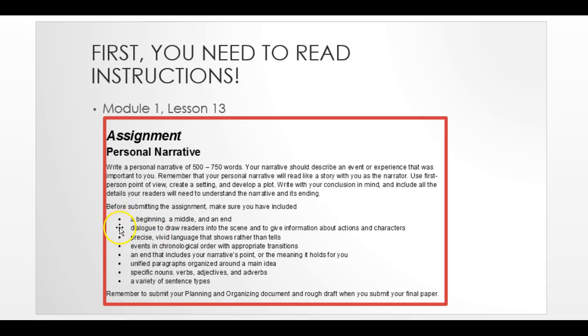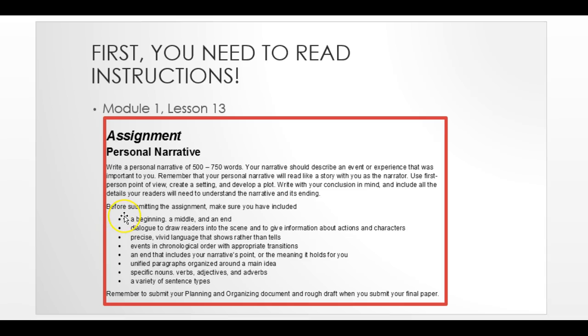So right here, make sure you have your plot, dialogue. So whoever was there with you, think about what they told you and what you told them. That's going to make the story so much more exciting. Precise and vivid language. That's like using sensory language. Tell us what you saw that day, what you heard, what you smelled, what you felt, all of those different things. Events in chronological order.